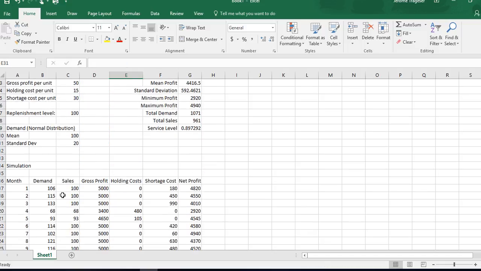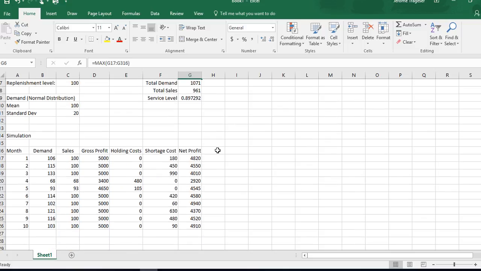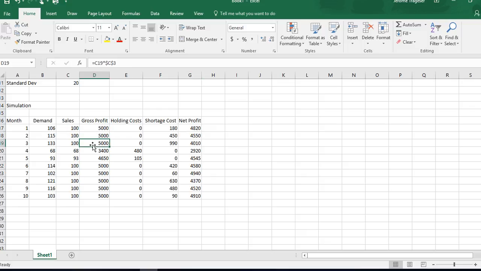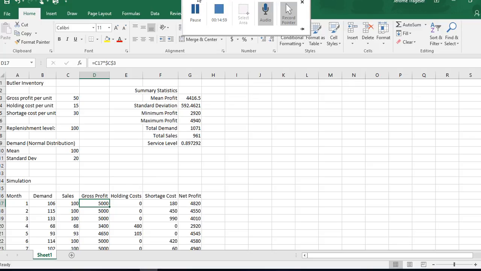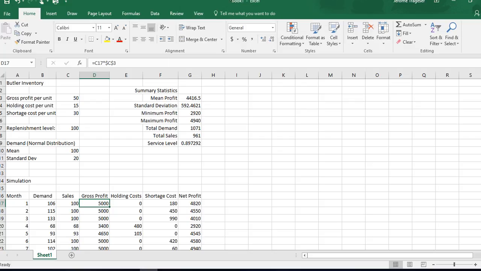So based on that, I may ask you questions like what was the minimum profit? Calculate the maximum profit. Or perhaps what was your gross profit in month 3? Your shortage cost in month 6, so on and so forth. Now, all of these equations for sales, gross profit, holding cost, shortage cost would have to be correct in order for you to give me the correct output, correct answer. Okay, so again, this was just looking at the example, the Butler Inventory example from chapter 16 of our book.